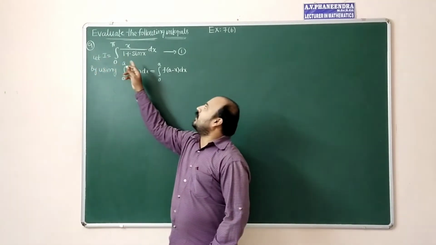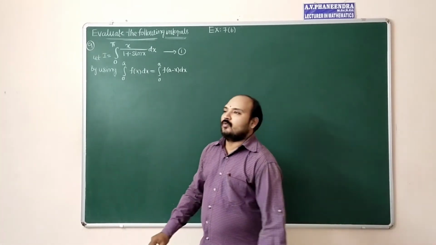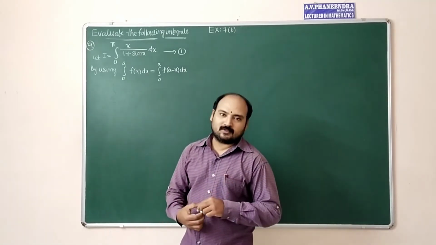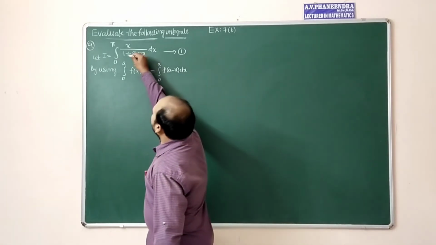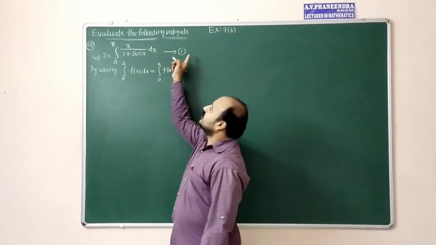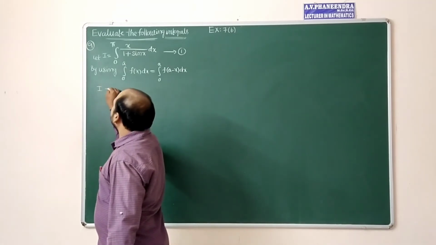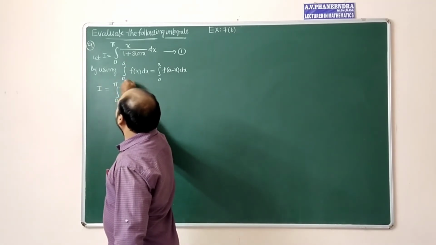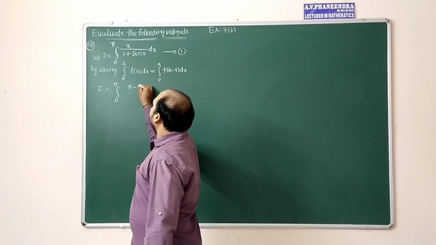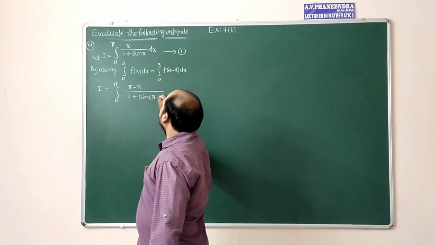Evaluate integral 0 to pi x by 1 plus sine x into dx. This is also done by using this property only, which we are explaining in this class and the previous class, which is very important for 7 and 4 marks. So first, the given integral we can assume as I, put as equation number 1. By using this property, I equal to integral 0 to pi, wherever x is there, a minus x, that means pi minus x. Pi minus x by 1 plus sine of pi minus x into dx.